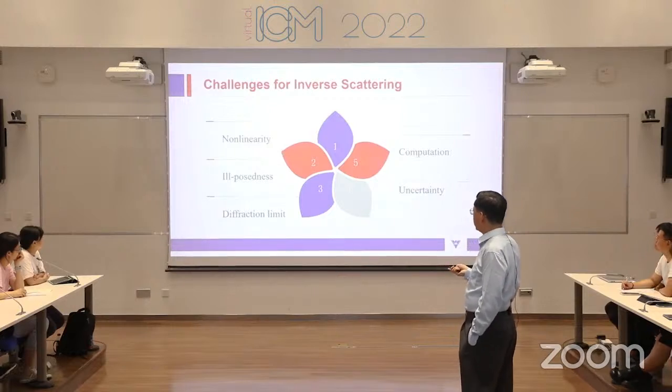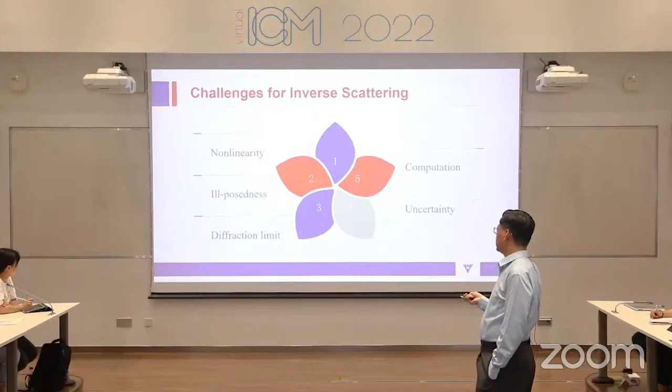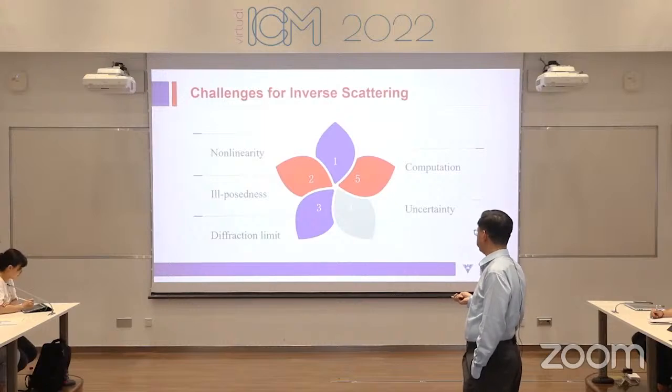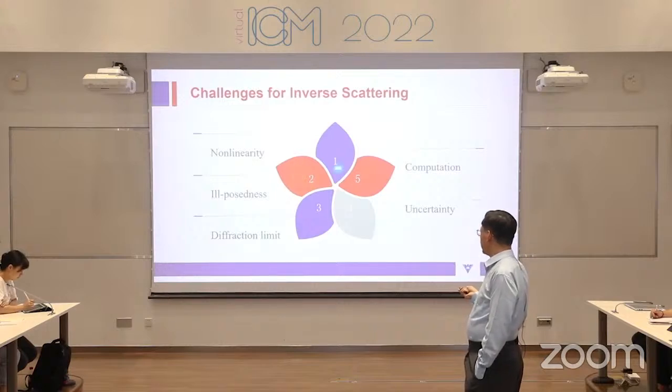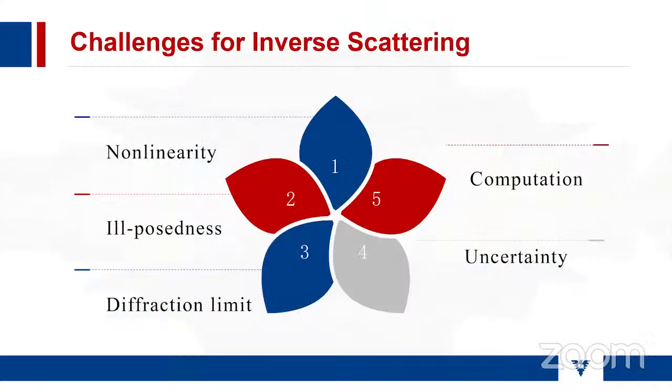Another problem is the ill-posedness. The ill-posedness of the inverse scattering problem is the most significant challenge we have to face. Namely, we want to make sure that a small perturbation of the data will lead to a small perturbation of the reconstruction. The third challenge is the diffraction limit. This is significant because one tries to get improved resolution. So we would like to know how far we can go. And this is also related to the uncertainty principle.